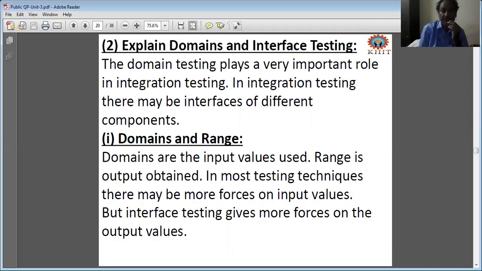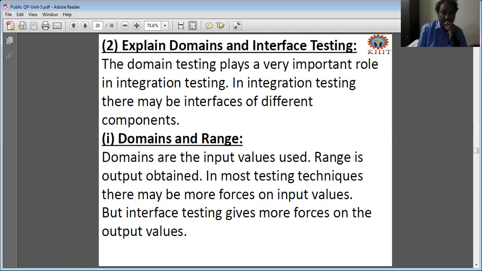The first question is completed. Now to go on to the second question: explain domains and interface testing. This is also a most important question, and it was also asked in university examinations. Domain testing plays a very important role in integration testing. In integration testing, there may be interfaces of different components.